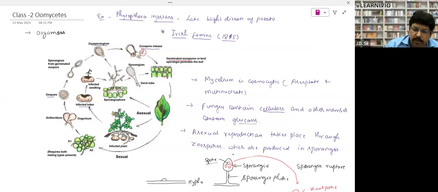Yes, sir. Okay. So these were the important points. This is the life cycle of Phytophthora infestans. It spreads on the lower side of the leaf. On the lower side of the leaf, formation of these sporangia takes place. These spores come out and they spread through the water.